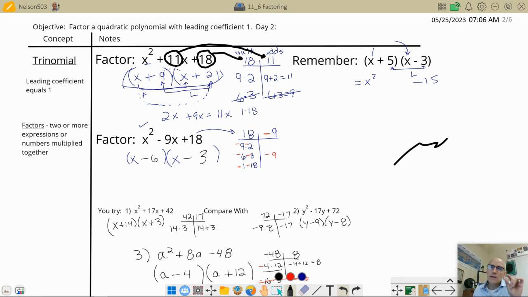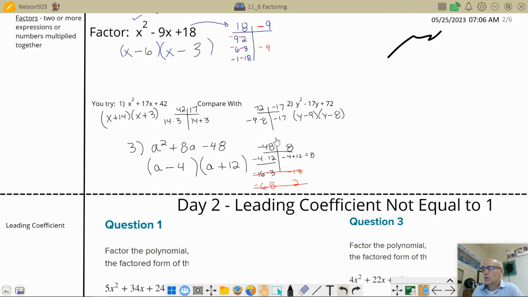Today, it's going to take me a tiny bit longer to explain the process because it's a little more involved. In day two, we're factoring with a leading coefficient not equal to 1. So we're going to just put this down: leading coefficient not equal to 1. We're adding this to yesterday's notes. So this is section 11.6, by the way. And I just want you to add some stuff to yesterday's notes if you have space.